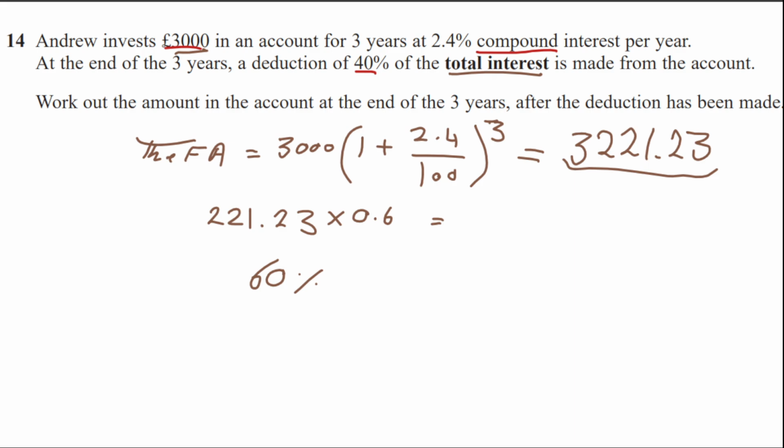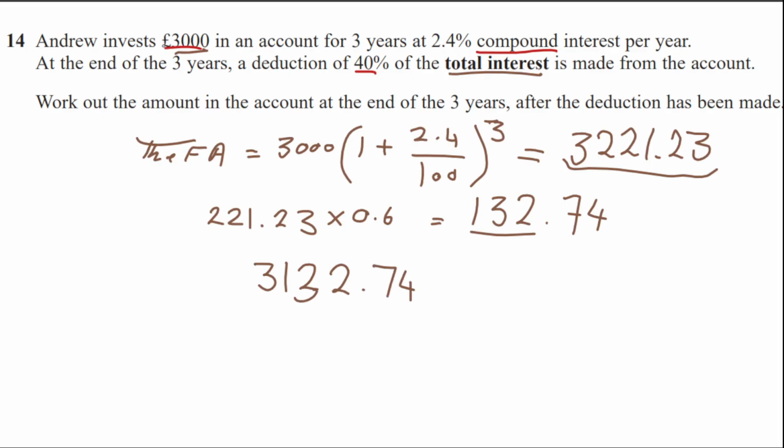So now let's do that. 221.23 times 0.6. That gave me 132.74. Now what will be in his account is 3,000 plus the 132.74, which is 3,132.74. That's the amount of money that will be in his account.